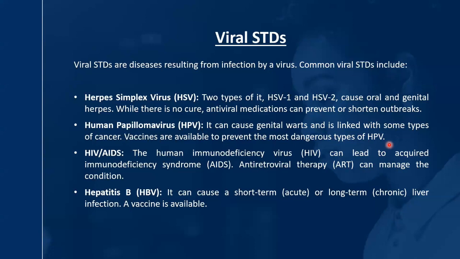There is a whole list of types of HPV. Each of them has its own severity if they cause disease. Next one is HIV/AIDS, human immunodeficiency virus. HIV can lead to acquired immunodeficiency syndrome (AIDS). HIV is the name of the virus. AIDS is the syndrome or the disease that is caused by it.